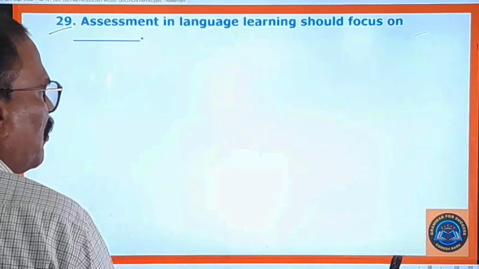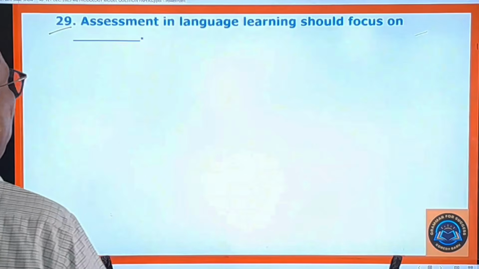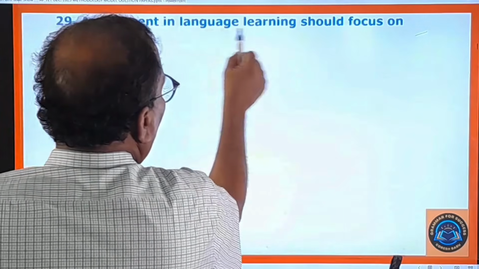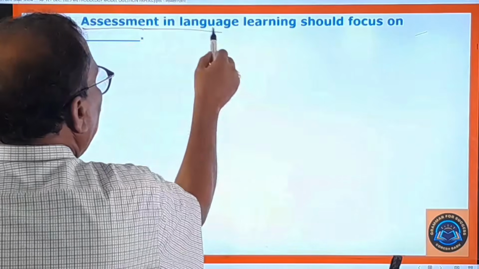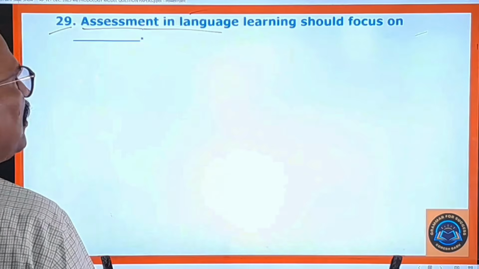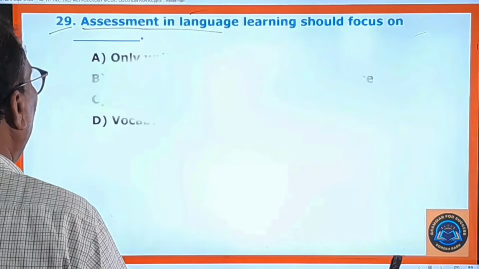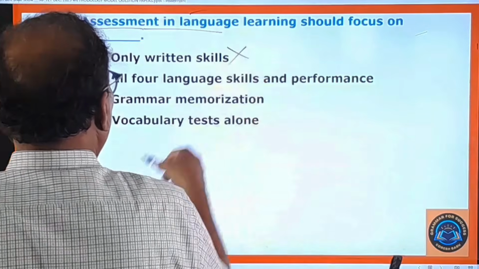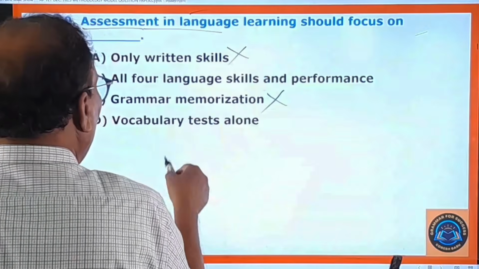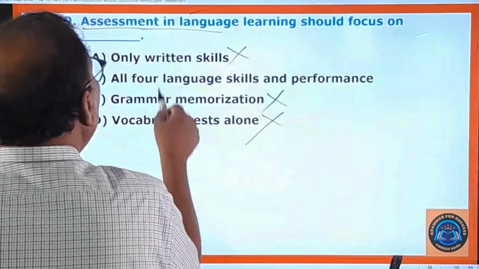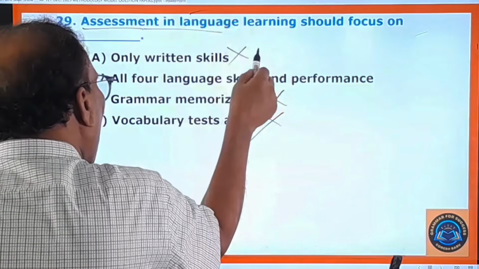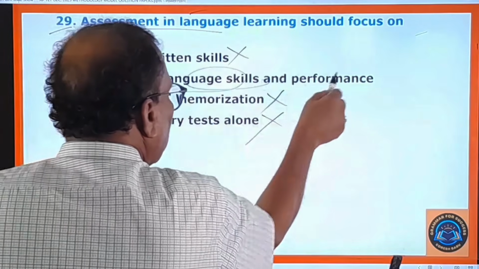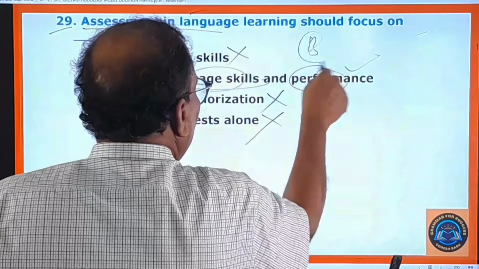29th one, the last but one question of this question paper. Assessment in language learning should focus on. Assessment in language learning, what does it focus on? Okay, here you pay attention. Only written skills? No. Grammar memorization? No. Vocabulary tests alone? No. But it must focus on all four language skills and performance. So this B is the right one.